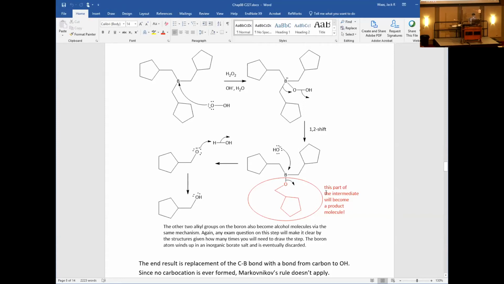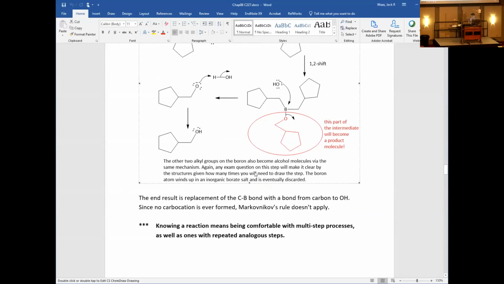And again, you'll know how many times you have to show this based on the structures that you're given. But that will eventually happen 3 times for each trialkyl borane molecule, and you'll wind up with an inorganic boron species, which we're not so concerned with, and your alcohol product. So that's how you get the non-Markovnikov alcohol. And I cover all that here in the class notes. So yeah, that's basically it.